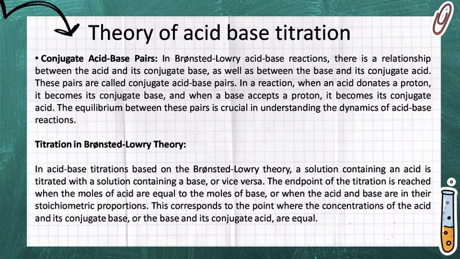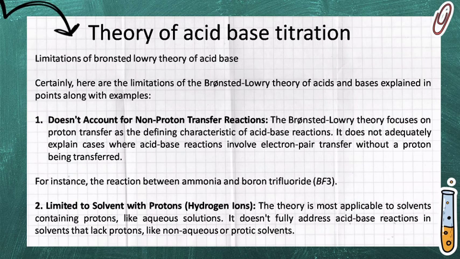Next, titration in Bronsted-Lowry theory. In acid-base titrations based on the Bronsted-Lowry theory, a solution containing an acid is titrated with a solution containing a base, or vice versa. The endpoint of the titration is reached when the moles of acid are equal to the moles of base, or when the acid and base are in their stoichiometric proportions. This corresponds to the point where the concentrations of the acid and its conjugate base, or the base and its conjugate acid, are equal.